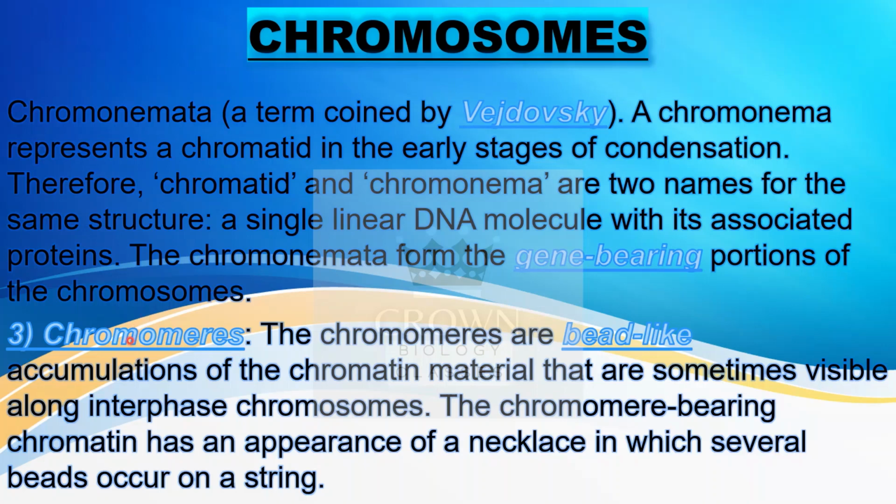The third component involved in the formation of the structure of chromosome is chromomeres. The chromomeres are bead-like accumulations of the chromatin material that are sometimes visible along interphase chromosomes. So during interphase, we observe the bead-like accumulations, and those are nothing but the chromatin material. The chromomere-bearing chromatin has the appearance of a necklace in which several beads occur on a string. So the chromatin material is present like beads on a string, and therefore it gives the appearance of a necklace.